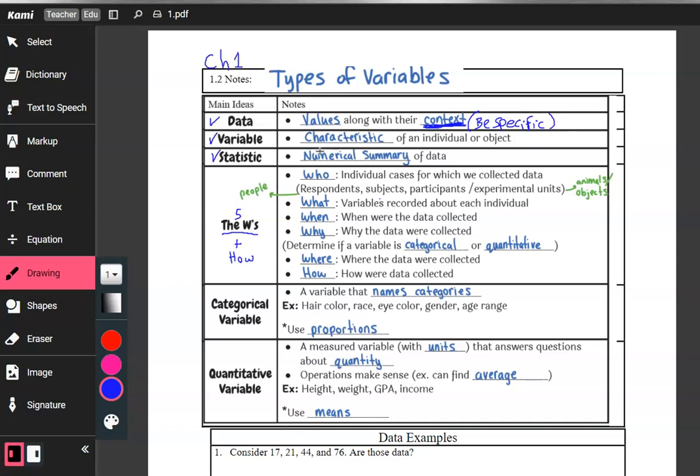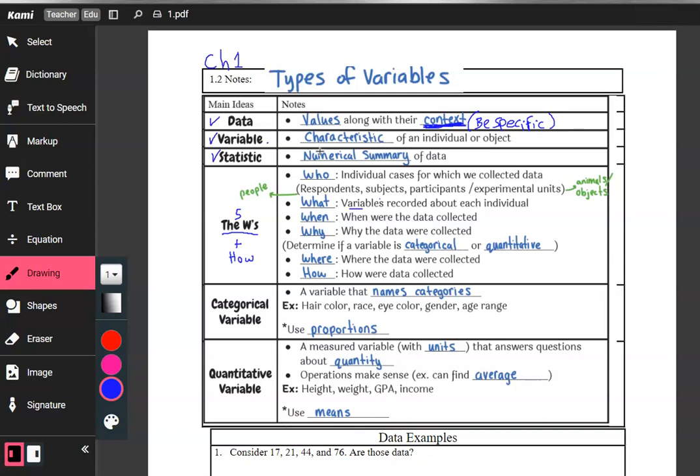For what variables were recorded about each individual? So for variables, it's our vocab word up here, a characteristic. When was the data collected? Why was the data collected? And determine if a variable is categorical or quantitative. We're going to discuss these two down here.